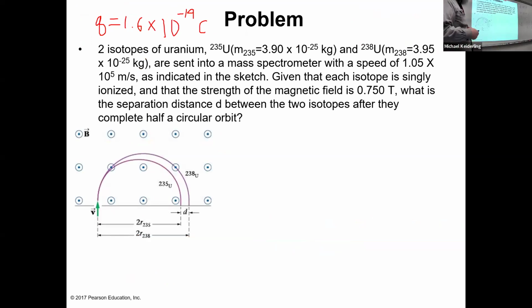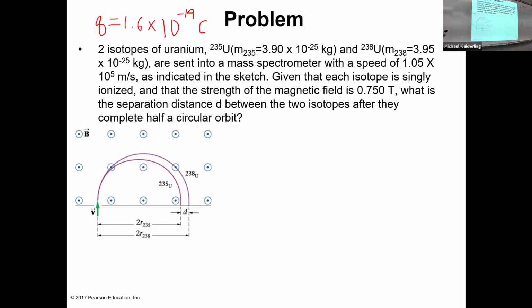So here, we're separating two isotopes of uranium, uranium-235 with a mass of 3.90 times 10 to the minus 25 kilograms, and uranium-238 with a mass of 3.95 times 10 to the minus 25 kilograms, so 3.90 versus 3.95 times 10 to the minus 25 kilograms, are sent into a mass spectrometer with a speed of 1 times 10 to the 5 meters per second, as indicated in the sketch.